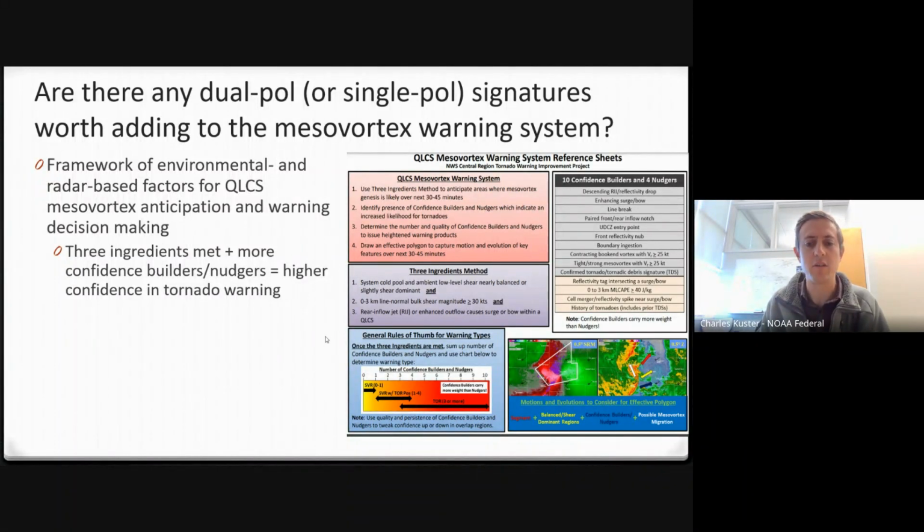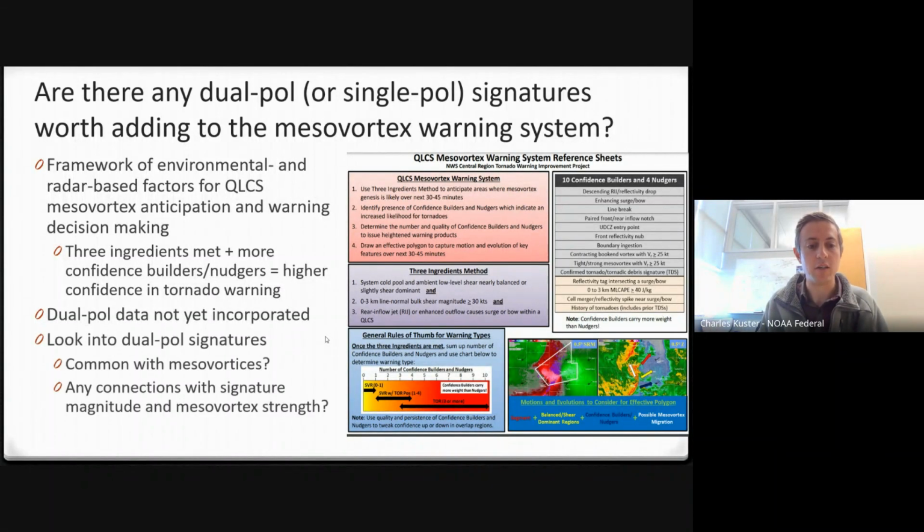So this is a really good framework that is already out there, developed by National Weather Service forecasters. And so we're really just looking to plug into this existing framework. Outside of the tornado debris signature, dual-pol data haven't really yet been incorporated into this system. And so that's something that we really wanted to look at and see if there was use there.